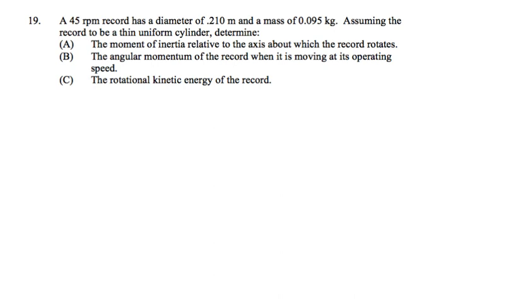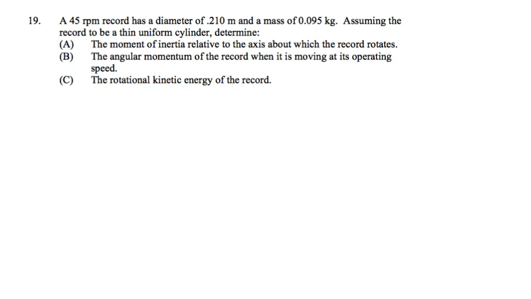It says a 45 RPM record has a diameter. Now also make sure, whenever they say, sometimes you need diameter, sometimes you need the radius. So if I need the radius, I have to remember to divide that by 2. And they're giving me the mass. Assuming the record to be a thin, uniform cylinder, so I'm going to use the formula for a cylinder.